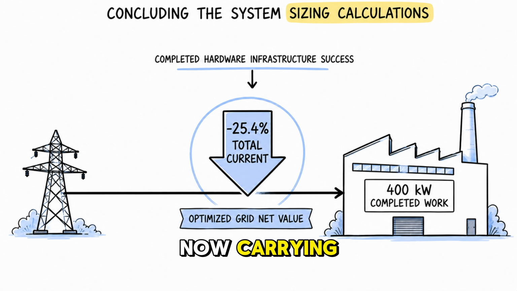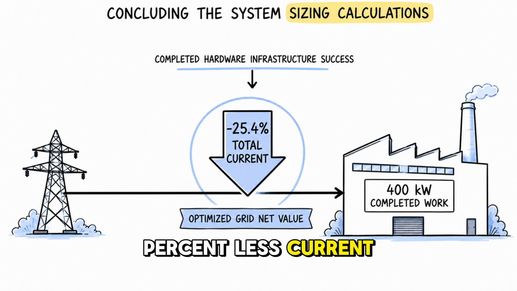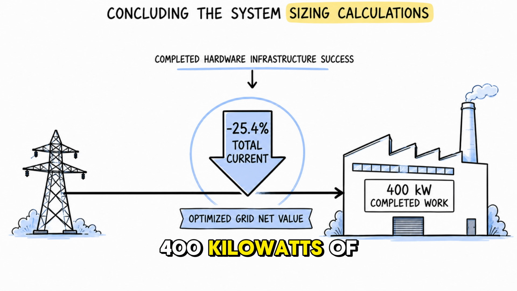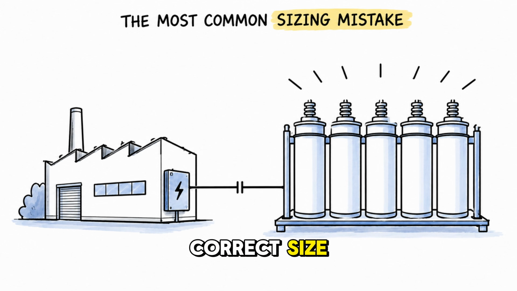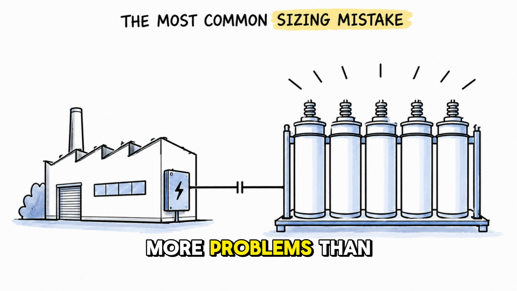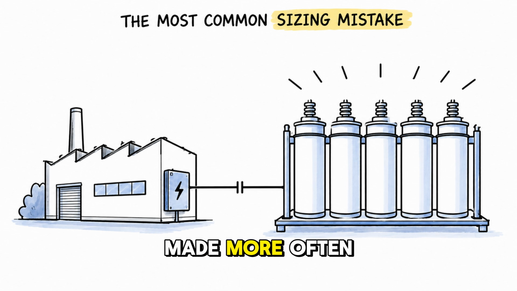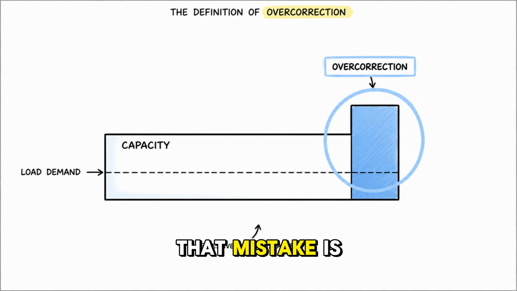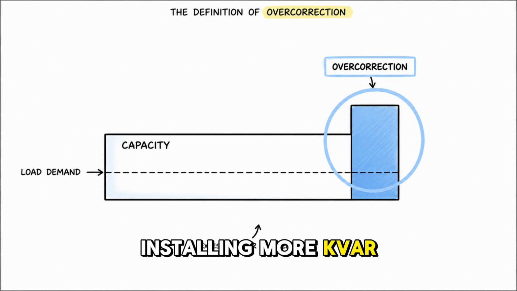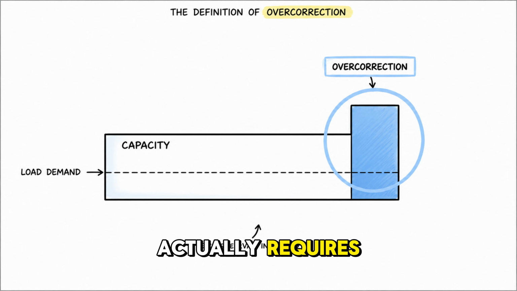The cables are now carrying 25.4% less current for the exact same 400 kilowatts of real work being done. The calculation gives us the correct size, but there is one mistake in capacitor bank sizing that causes more problems than it solves, and it is made more often than you would expect. That mistake is overcorrection, installing more kVAR than the load actually requires.